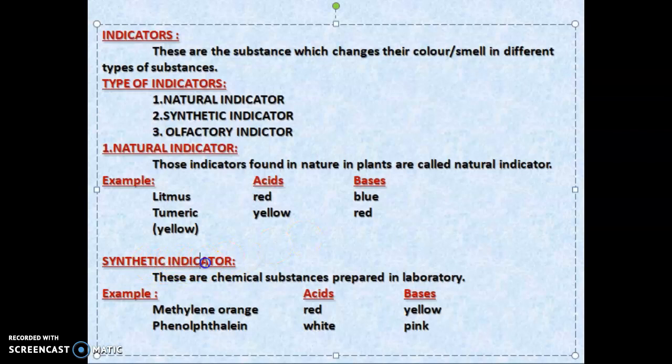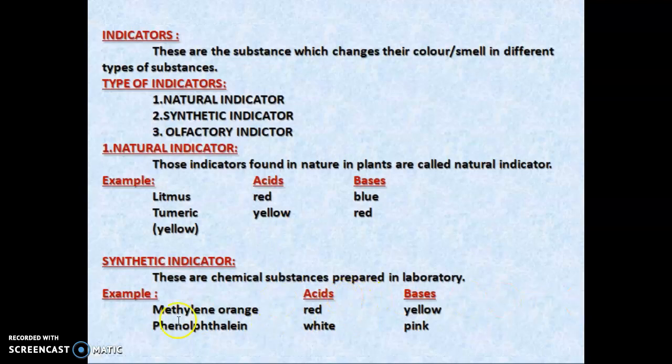Synthetic indicators. These are chemical substances prepared in the laboratory. For example, in the laboratory we can prepare some chemical substances to identify acids and bases. They are methyl orange and phenolphthalein. Methyl orange changes into red color in acid and yellow color in base. Phenolphthalein is white, that is colorless, in acid, whereas in base it is a pink color.